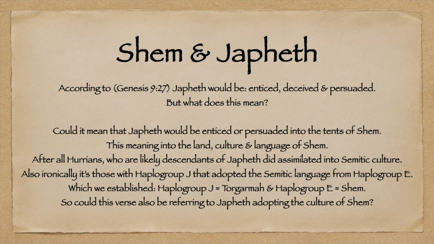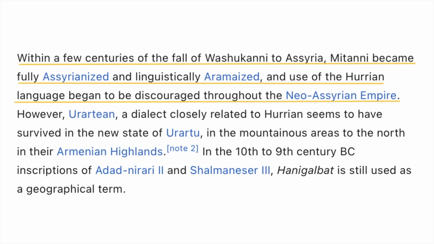After all, Hurrians, who are likely the descendants of Japheth through Togarmah, did assimilate into Semitic culture. Also, ironically, it's those with haplogroup J that adopted the Semitic language from haplogroup E, which we established haplogroup J equals Togarmah and haplogroup E equals Shem. So this verse also could be referring to Japheth adopting the culture of Shem.